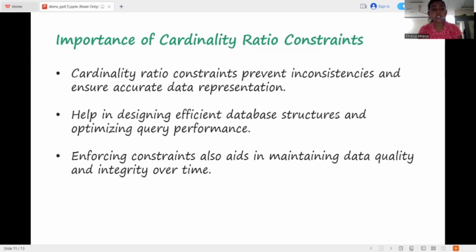And we have the importance of cardinality ratio constraints. These constraints prevent inconsistencies and ensure accurate data representation. They help in designing efficient database structures and optimizing query performance, and enforcing constraints also aids in maintaining data quality and integrity over time.